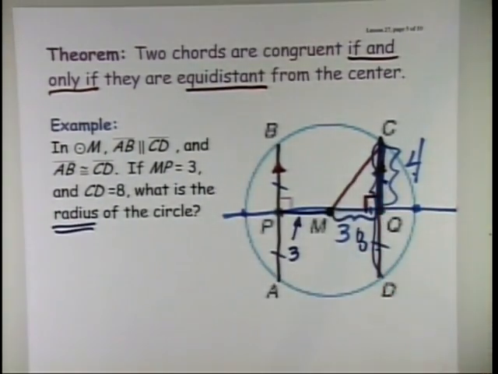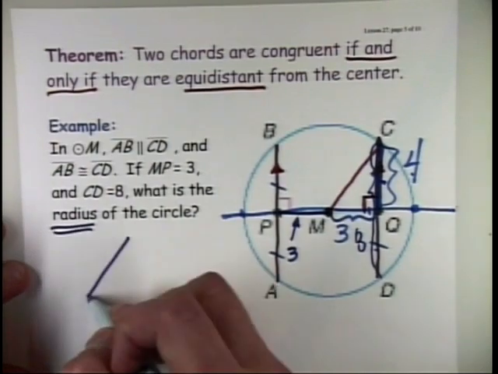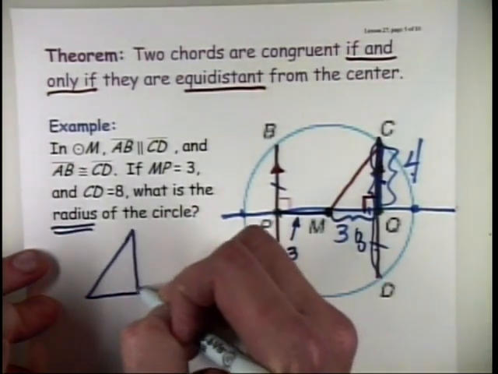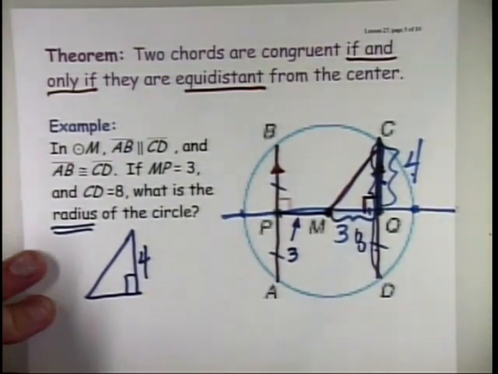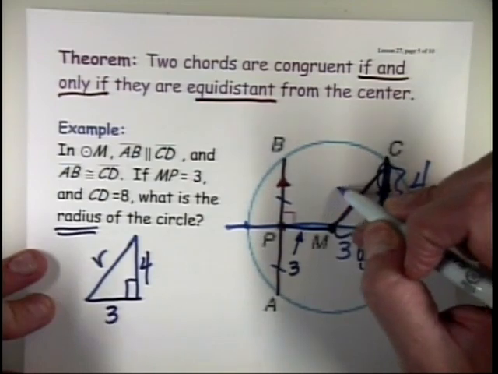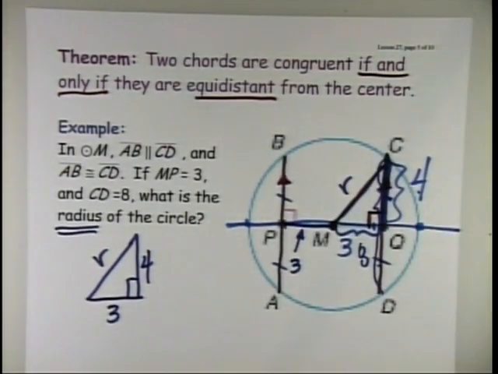Well, I'm going to redraw what we have there off to the side because it's getting kind of cluttered. But essentially, we have a right triangle right in here. And we know that one of the short legs is 4, and this leg is 3, and the radius, which is right here, is the hypotenuse, and that's what we're trying to find.